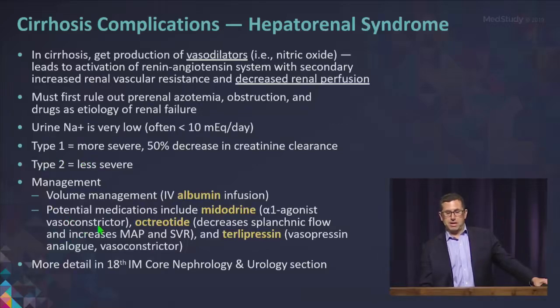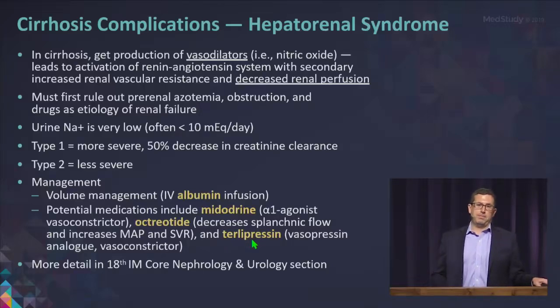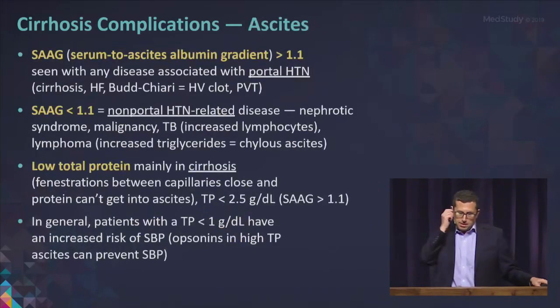So management includes IV albumin infusions, and this is probably covered in renal. Midodrine, octreotide, and terlipressin generally will help increase blood flow to the kidneys and are used for hepatorenal syndrome.